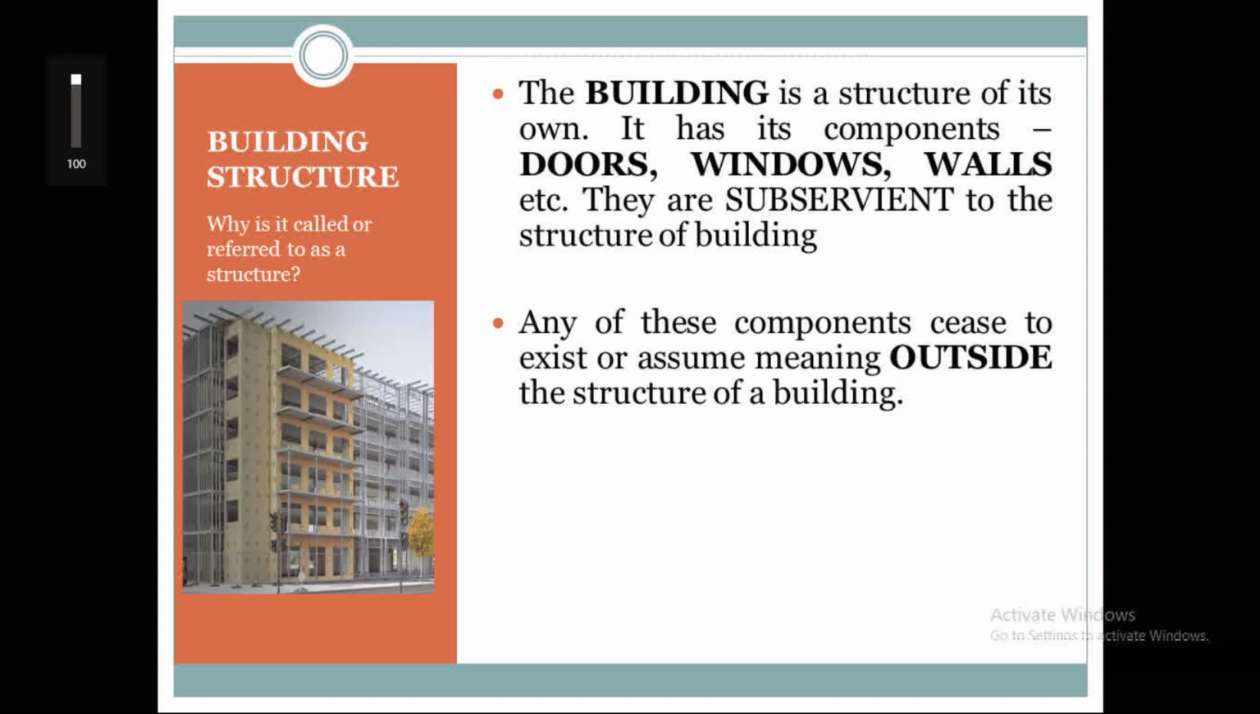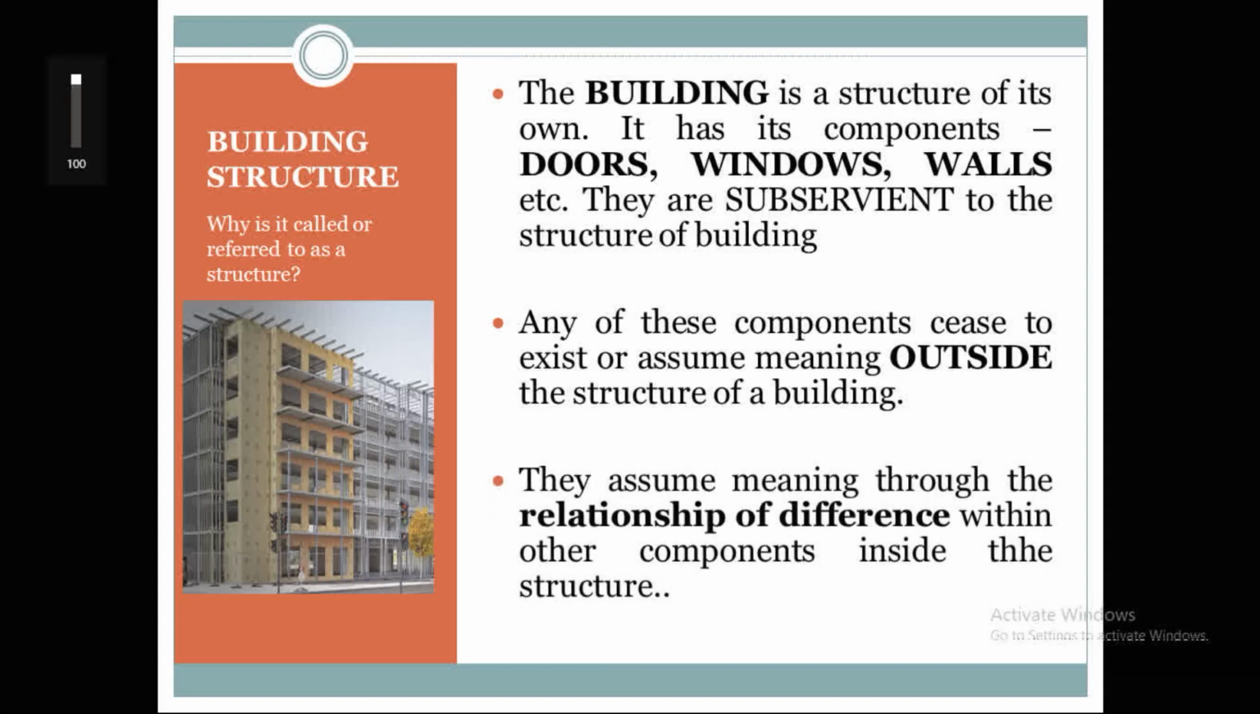They are subservient to the structure of the building, the component parts. Any of these component parts does not exist outside the structure of the building, and they assume meaning through the relationship of difference. So there is the relationship of difference that signifies the meaning of the constituent parts inside a structure. Here the structure is a building, and the constituent parts are doors, windows, and all those things.